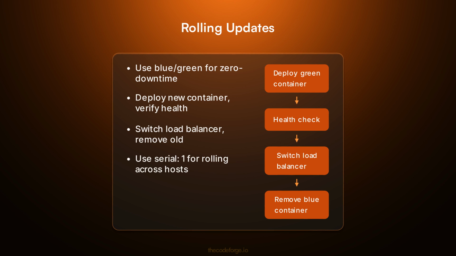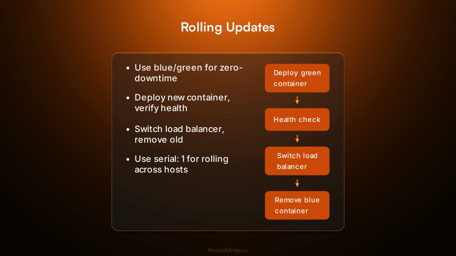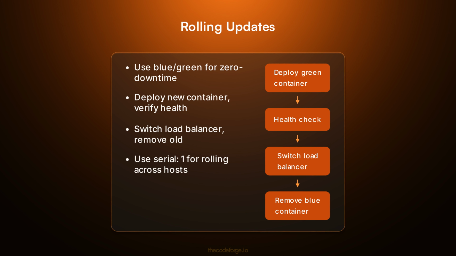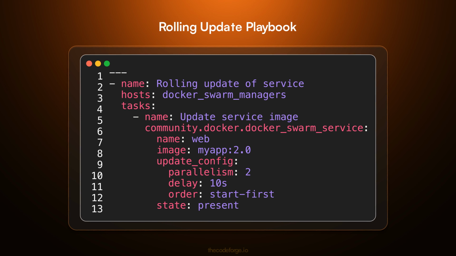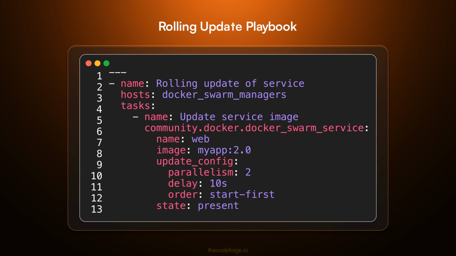For zero downtime deployments, use a blue-green pattern. Deploy a new container with the new image, verify it's healthy via health check, update the load balancer to point to the new container, then remove the old one. This avoids downtime. For swarm services, you can use the docker_swarm_service module to perform rolling updates. The update_config parameters control parallelism and delay. For standalone containers, implement blue-green manually.